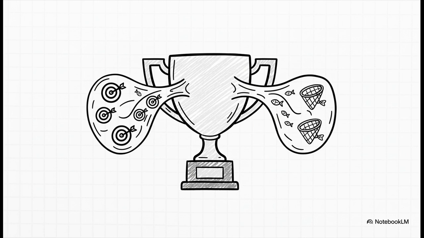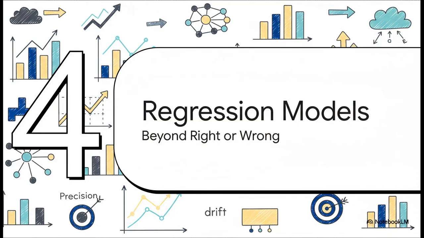Well, that's where this handy little metric called the F1 score comes into play. It's a clever way of combining both precision and recall into a single number. Think of it as a grade point average for your model's performance, giving you a much clearer picture of how it's really doing. Okay, so that's classification, yes or no.